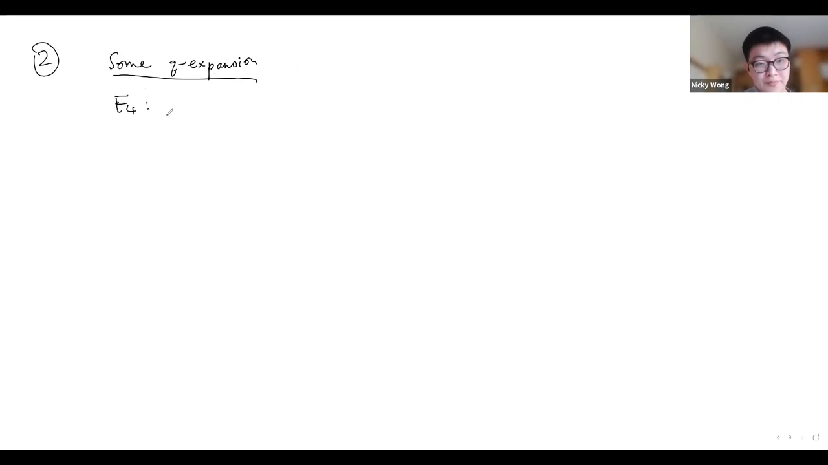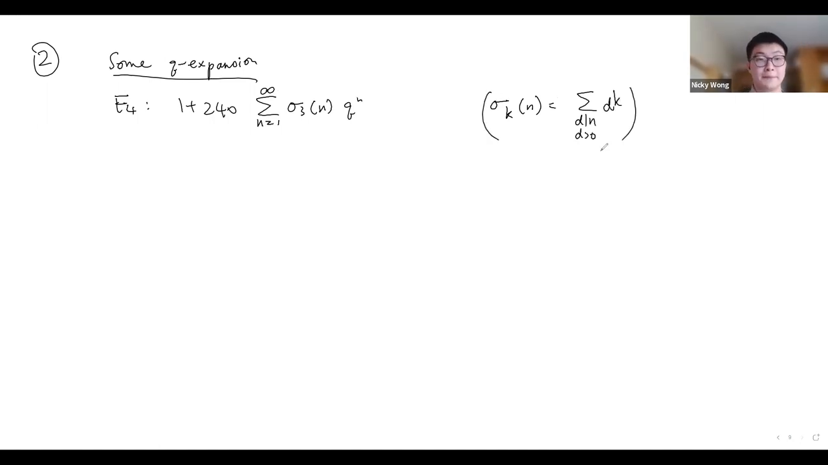So for E4, the Q expansion is sigma 3 of n times q to the n. So sigma k of n is the sum of the positive divisors to the power k. The second one we need is E6. So as you can see, the 4 goes to 3, and the 6 here is 5.